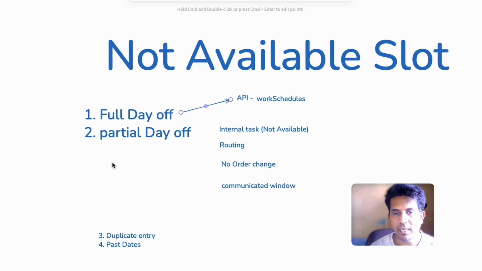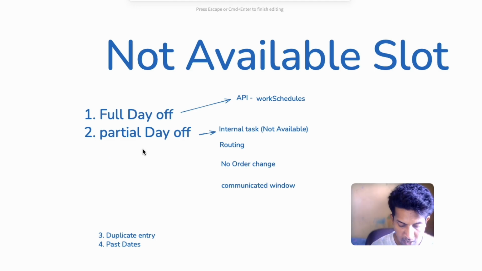Second is partial day off. There is no straightforward way to implement partial day off in Oracle Field Service. So we created an internal task as not available. For partial day off, suppose he is off between 2 p.m. to 4 p.m., we create an internal task between 2 p.m. to 4 p.m.